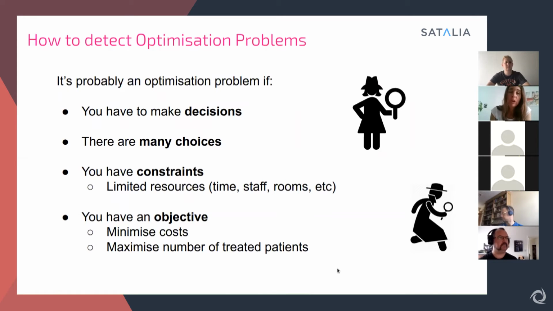Finally, we also have an objective, and the objective determines what makes a solution good. Typically, this means we want to minimize or we want to maximize something. So, for example, we want to maximize the number of treated patients in our example. We might also want to minimize the costs of running the hospital, but there are different types of objectives. So this is what determines an optimization problem.